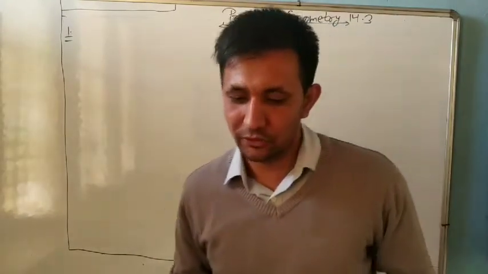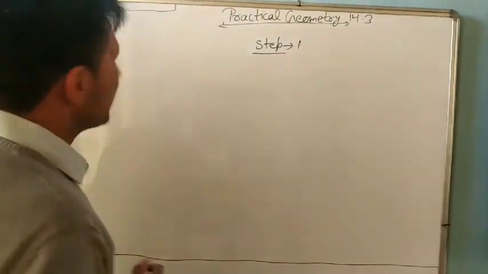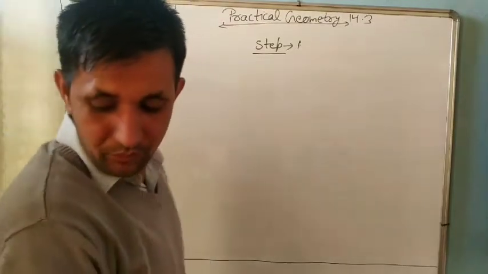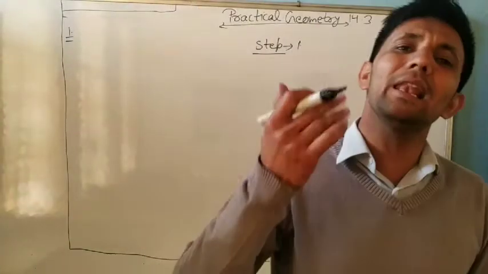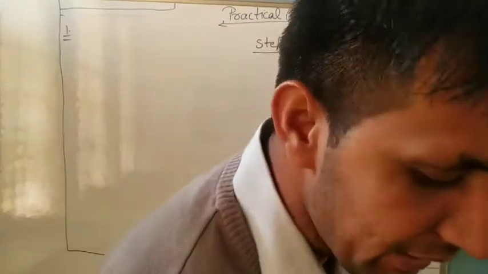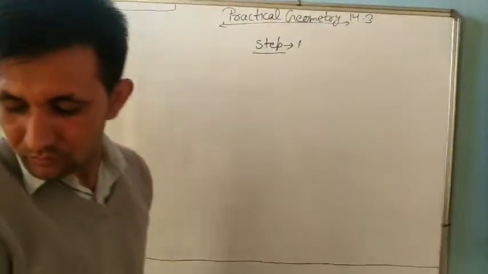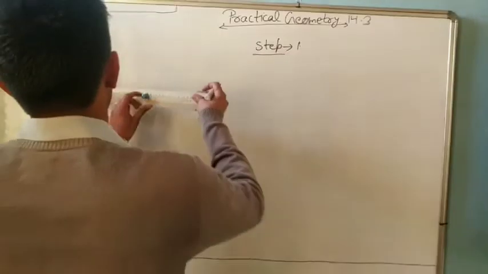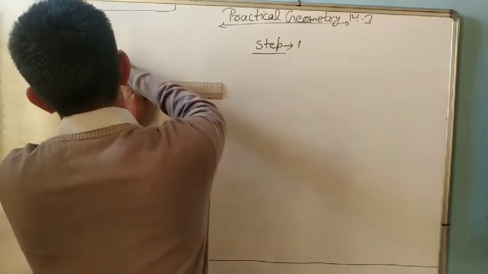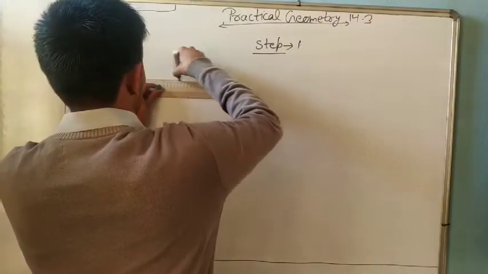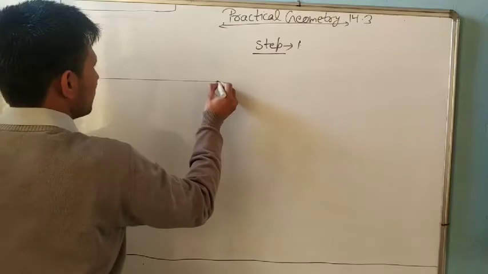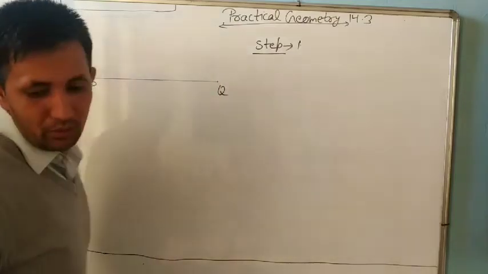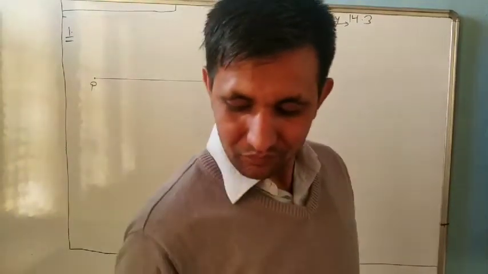Okay, so first question 14.3. Question number 1. Draw any line segment PQ. So any line segment you can draw PQ. Suppose it is PQ. Draw any line segment P and it is Q. Okay, it is given.